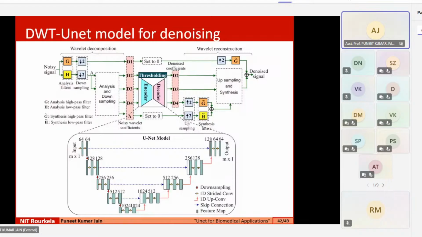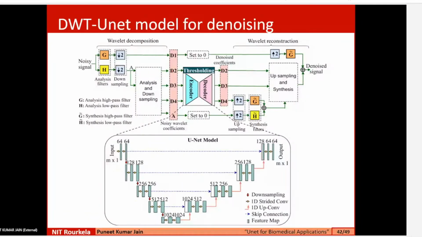If any one of you are aware, in the case of DWT based denoising methods, after decomposition, we apply thresholding. And thresholding is a bottleneck of DWT based denoising methods because if the thresholding value is a little bit higher, it will suppress the diagnostically important features. But if the threshold is low, the noise will not be suppressed significantly. And that's why here we are not applying thresholding. We are adaptively processing these coefficients using the UNet model, right?